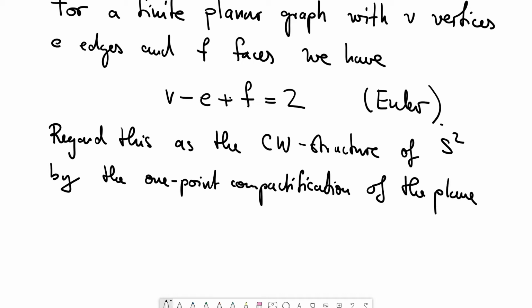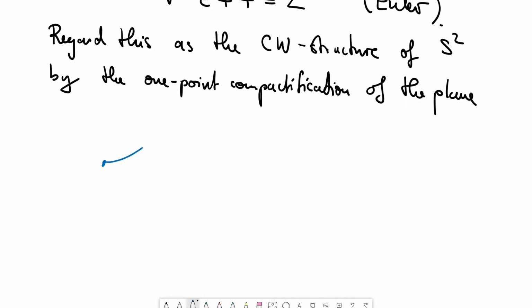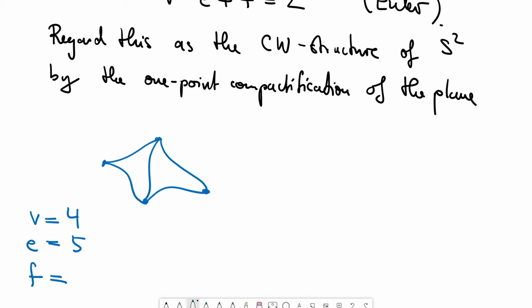So let's draw a little picture. Here is an easy planar graph, nothing complicated. In that picture, the number of vertices is 4. The number of edges is 5. And the number of faces is not 2, it is 3, because we have these two finite faces, but you always have to count the infinite face that's outside of the graph.